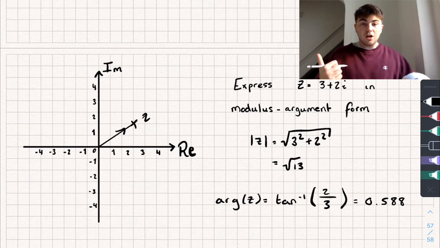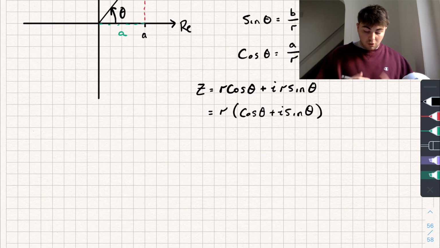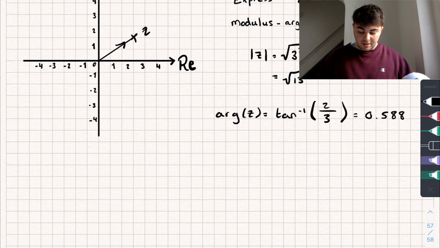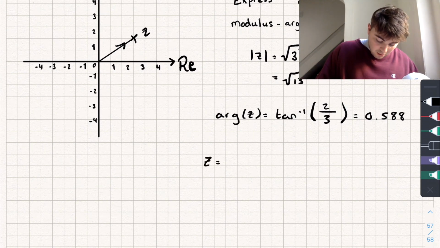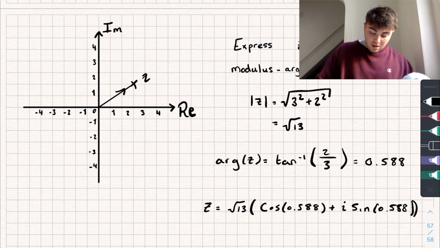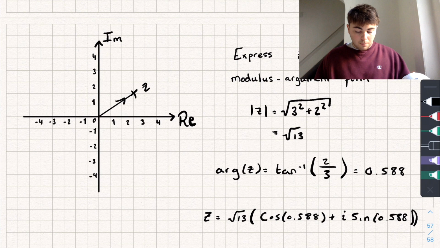So now we've got the argument of z and we've got the modulus of z. Remember our formula, it's r multiplied by cos of the argument, theta, plus i sine of the argument, theta. And so we can write z now as root 13 multiplied by cos 0.588 plus i multiplied by sin 0.588. And that would be the modulus argument form of that complex number.